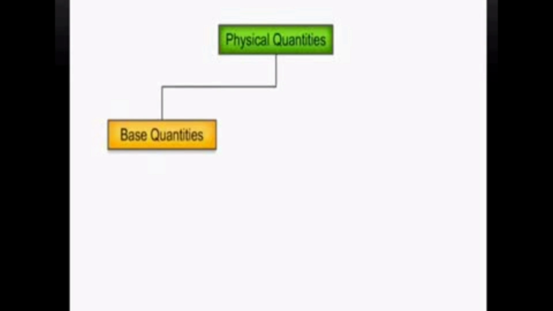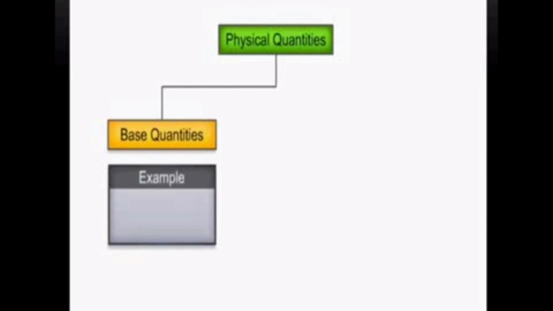Physical quantities can be classified into two types. One is base quantities, also called fundamental quantities. The other is called derived quantities. Base quantities or fundamental quantities are one branch of physical quantity. An example of a base quantity is distance. Let's take that as an example. So distance, length, mass, time, electric current, temperature, luminous intensity. These are all examples of base quantities.